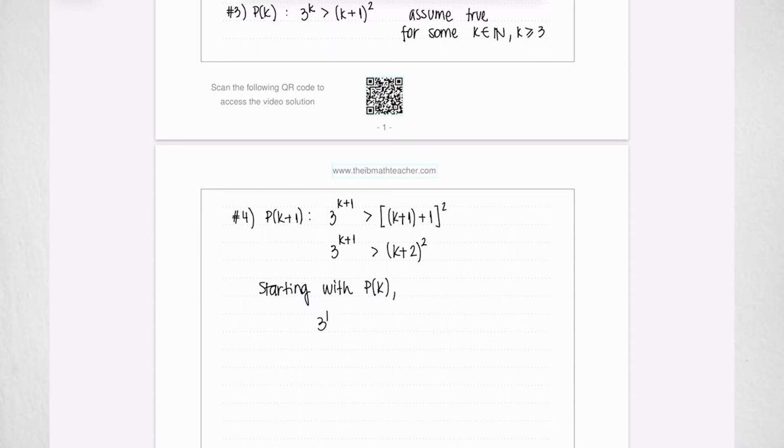And the way that we solve induction proofs with inequalities is by starting with P(k) and manipulating it so we get to P(k+1). So starting with P(k), which is what we're assuming to be true, we know that 3^k is greater than (k+1)^2. And then we need to ask ourselves, how do we go from here to here? And there's a nice little diagram that I like to use in order to explain what needs to be done in the next few steps.